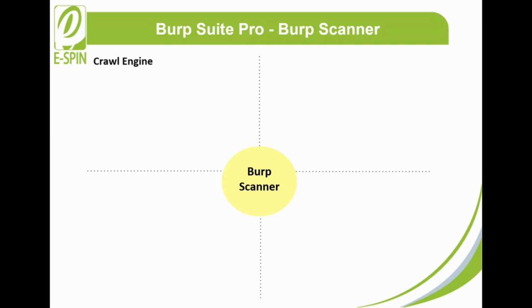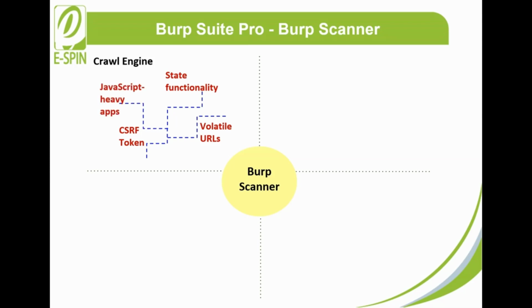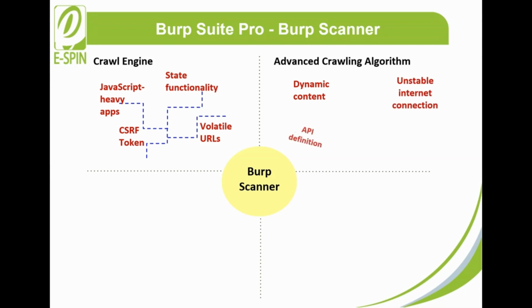Crawl engine. CSRF tokens, stateful functionality, and overloaded or volatile URLs are not obstacles to Burp Scanner's crawl engine. With its embedded Chromium browser, it will render and crawl even the JavaScript-heavy applications that are challenging to other web vulnerability scanners. Advanced crawling algorithm. Burp Scanner uses an advanced crawling algorithm designed to handle dynamic content, unstable internet connections, many API definitions, and the vast scale of modern web applications, which helps discover more attack surface.